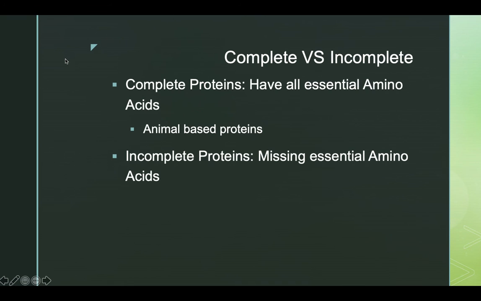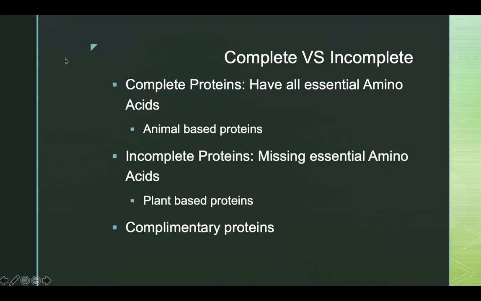However, if you're a vegetarian, you do have to be more aware because there are incomplete proteins. So they're missing essential amino acids. And these tend to be plant-based proteins. And it's not that you can't get all of your needed amino acids from plants. You just have to be very aware of your diet.